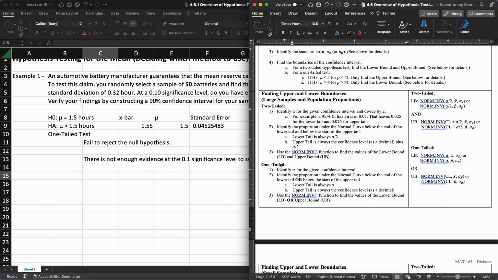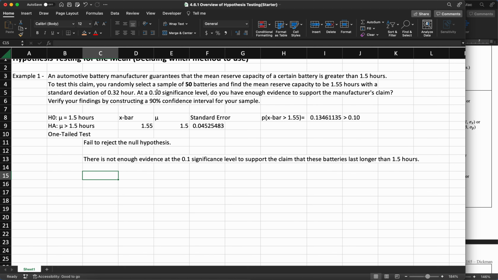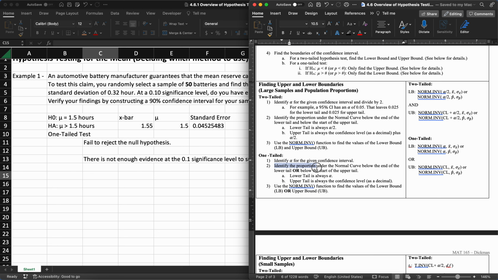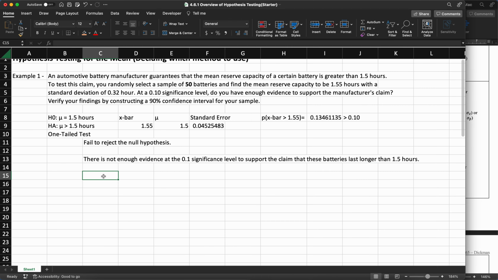So the lower tail, if it's one-tailed, the lower tail is always just alpha. So for a 90% confidence interval, that leaves 10% below. And as a decimal, 10% is 0.1. That's the area below the top end of my lower tail. And that's what this is talking about here. It says we have to identify the proportion under the normal curve below the end of the lower tail or below the start of the upper tail. So we just want the end of our lower tail here going from left to right.